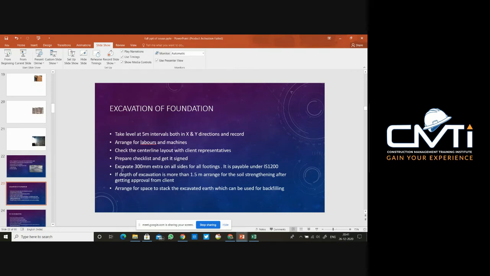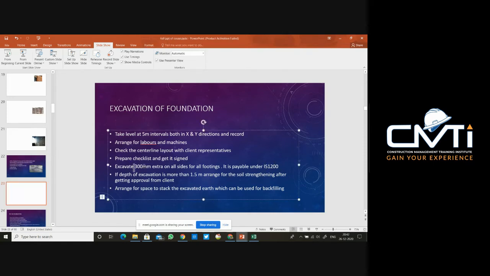Now the excavation work is done with the help of the laborers. The excavation work is done up to the level which is mentioned in our drawings, and 300 extra is dug out from all the sides of the footing, which is payable under IS 1200. This standard code deals with the modes of measurement.